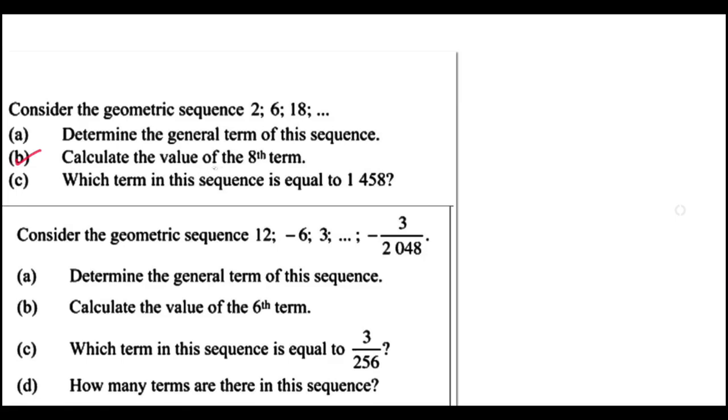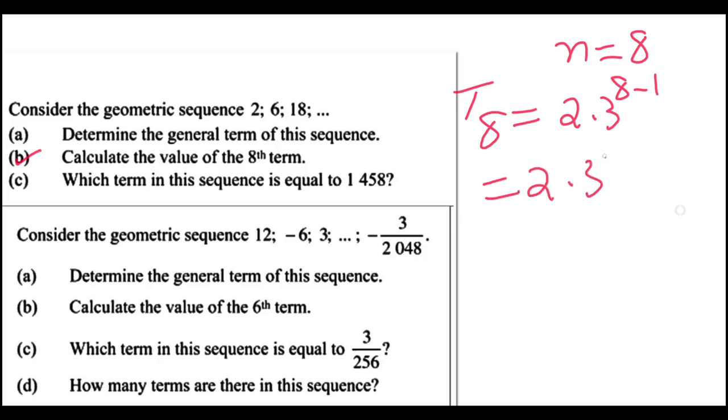Part B, calculate the value of the 8th term. Use the general term formula. In place of n, I'm going to substitute 8, because n is equal to 8. First term 2 multiplied by 3 to the power 8 minus 1, that will be 2 multiplied by 3 to the power 7. I use my calculator, and my final answer is 4374.